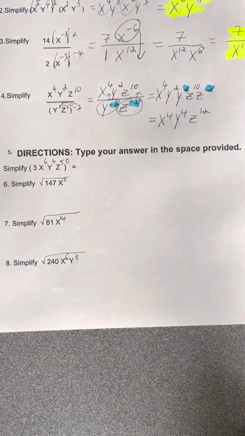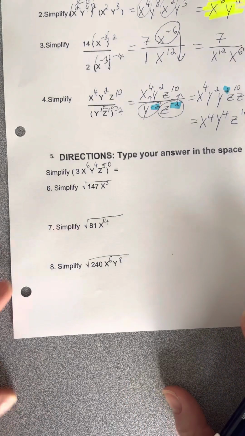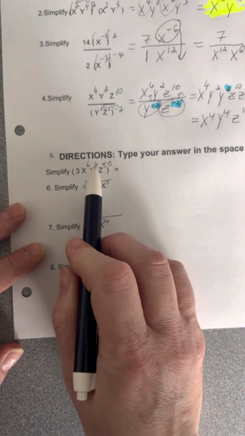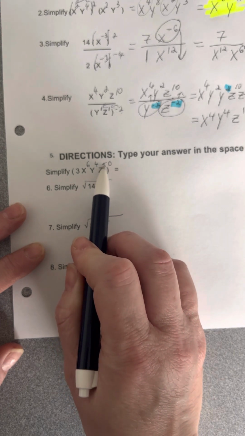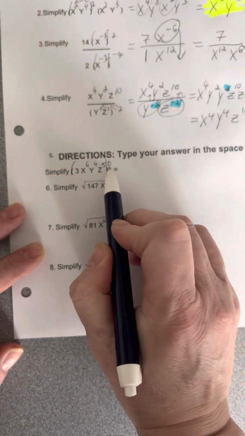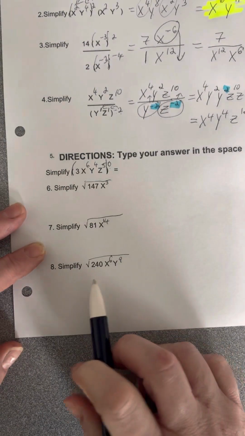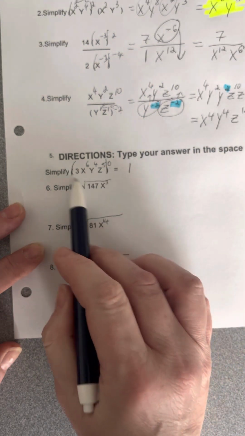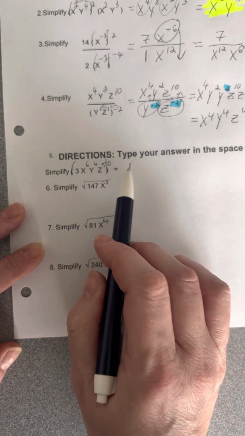Okay. And number 5, the last one for this video. So we have 3x to the 6th power, y to the 4th power, and z to the 5th power. And all of that to our 0 power. Anything to a 0 power just equals 1. So it overrides this whole term in here. So the answer is 1.